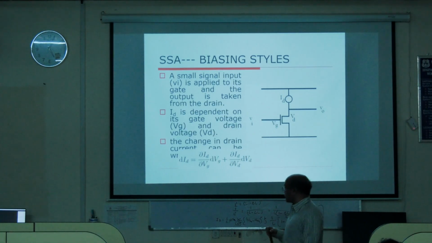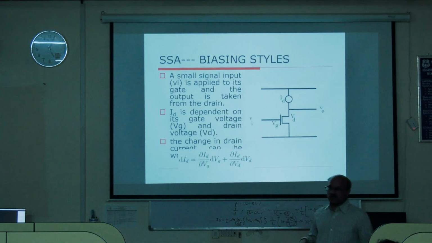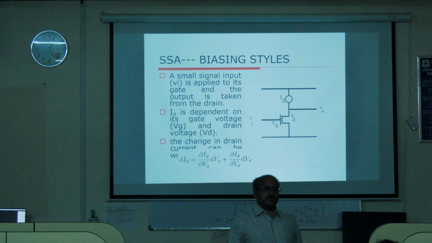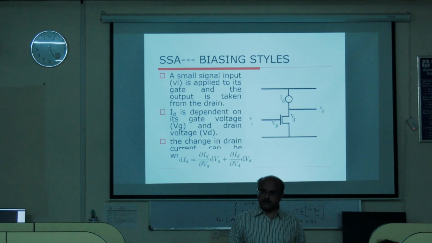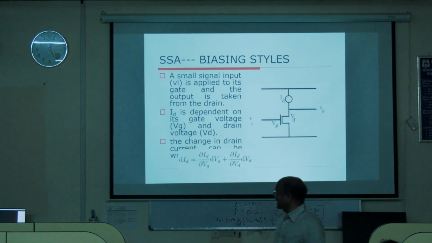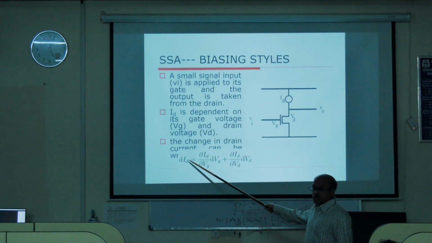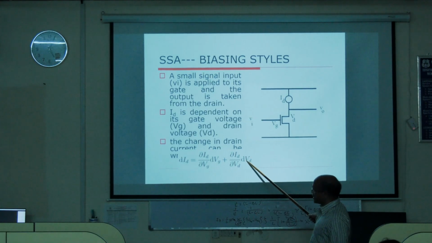Now what I am going to do: I know the current in a MOSFET is a function of two variable voltages. What are they? One is VGS, another one is VDS. So the small change in the current dID is a function of dVGS and also a function of dVDS. Therefore, dou ID by dou VGS plus dou ID by dou VDS.